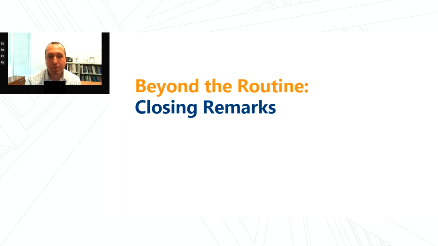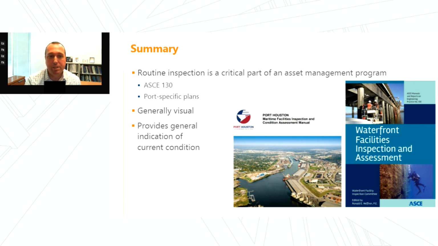So as we close up, I want to reiterate a couple points that Jeff made earlier. The first is that routine inspection is a critical part of our asset management program for marine structures. There's a variety of procedures out there of how to do that, whether it be ASCE 130 or port-specific plans, for instance, the Port of Houston one that we helped develop. Those routine inspections provide critical data for the asset management program. They're generally visual, and so they give you an indication of current condition, and they can help you prioritize from one asset to another.